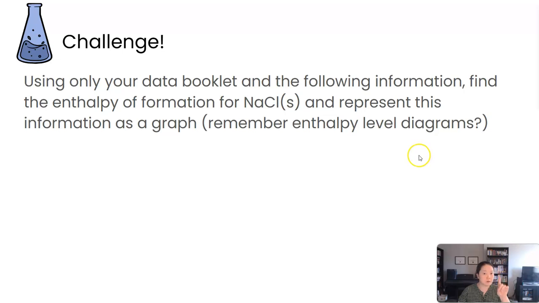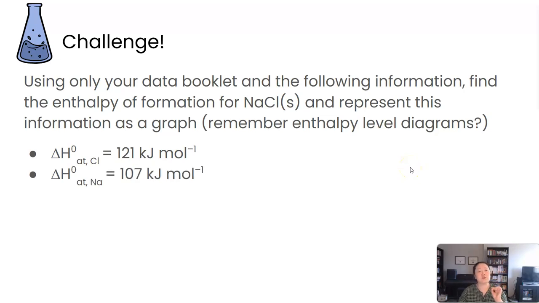So you'll use information from your data booklet, and also 2 other pieces. The delta H of atomization for chlorine is 121 kilojoules per mole, and the delta H of atomization for sodium is 107 kilojoules per mole. So pause the video, draw me an enthalpy level diagram that shows how to get the enthalpy of formation of sodium chloride using what's in your data booklet.